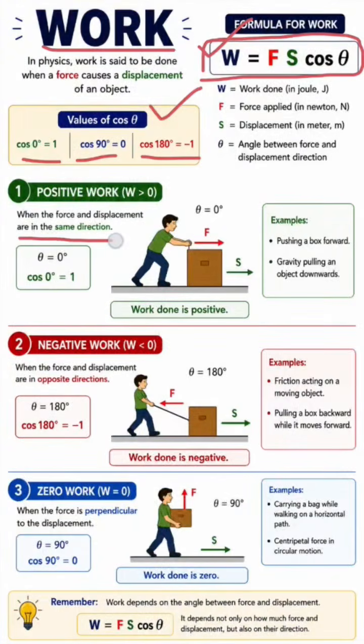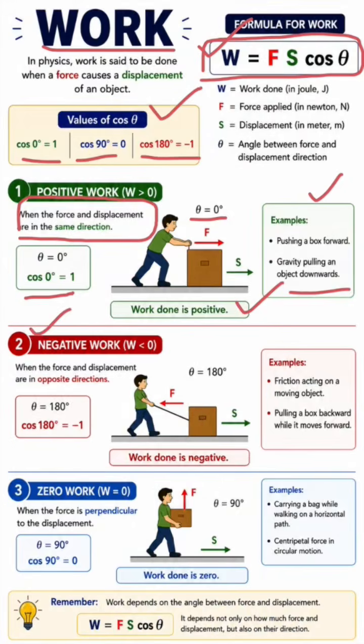So the first one is positive work. When the force and displacement are in the same direction. Okay. So here theta is equal to 0 degree, and we know cos theta is equal to cos 0 degree is equal to 1. So here the work done is positive. For example, pushing a box forward and gravity pulling an object downward.